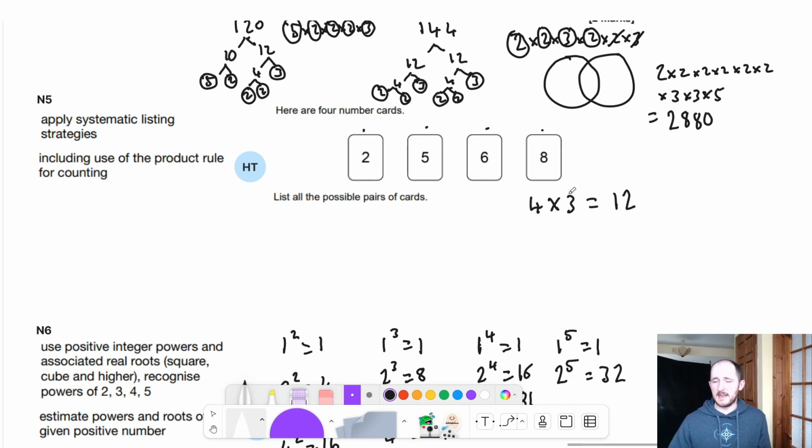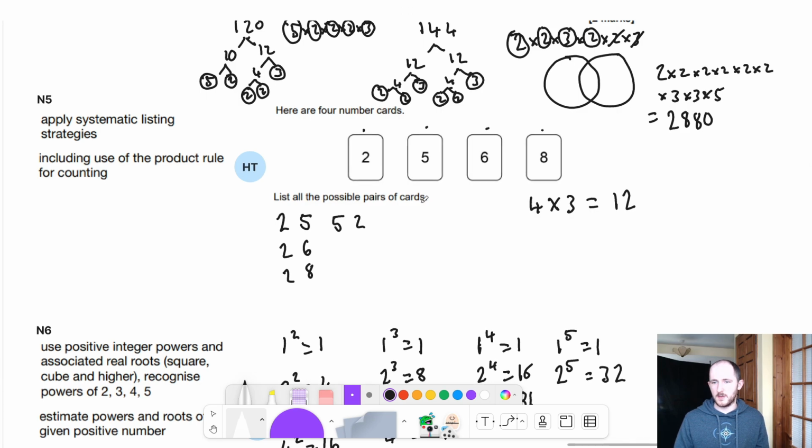So even if you're in foundation, it can be helpful to know how many you're supposed to have, so that way you can double check your answer, because it's very easy to lose track. In terms of systematic listing, they don't mean just do like 2 and 6, then 8 and 5, then 6 and... You have to have some kind of system, some order to it. So the way I would do it is I'd start with all the 2s. So 2 can match with 5, 2 can match with 6, 2 can match with 8. Then I move to the next card.